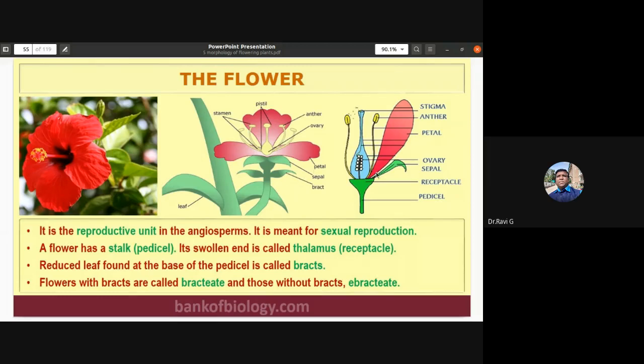And you can also see in this parts of a flower, the sepal structure above the receptacle or thalamus, you can see the sepal, petal, stamen, and this pistil, which consists of ovary, style, and stigma. Within the ovary, you find the ovules. So these are the parts of a flower that you should remember about.